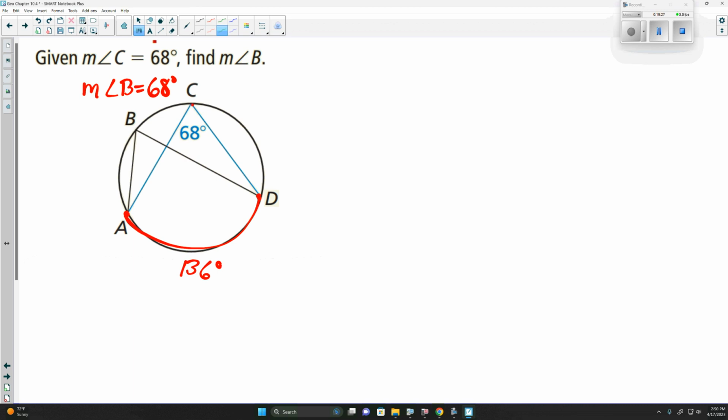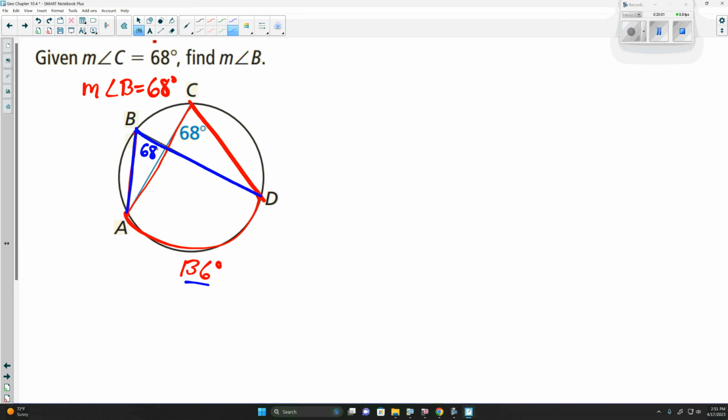So this angle is connected to this arc. So if we double it, we get 136. Now, B is also connected to that arc. As an inscribed angle, it's half the arc's measure, which is 136 over 2. So two inscribed angles that share the same intercepted arc have to be the same angle.